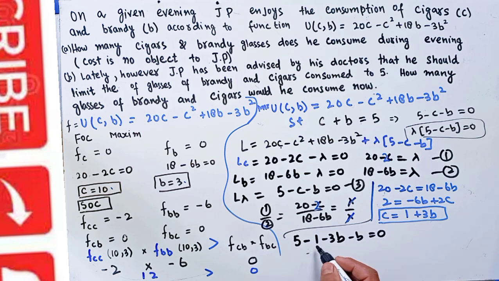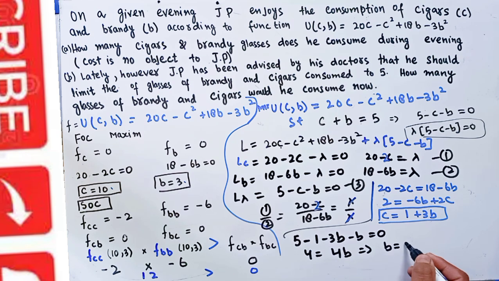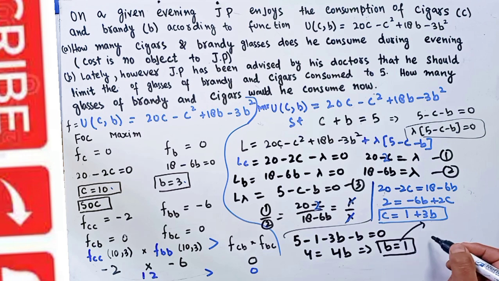So it is 5 minus 1 is 4, minus 3b minus b is minus 4b. Transposing, it becomes 4b equals 4, which implies b will be equal to 1. So he will consume only 1 glass of brandy. And how many units of cigars? Simply plug b equal to 1 into this equation. So c will be equal to 1 plus 3 into 1. So he will consume 4 cigars.